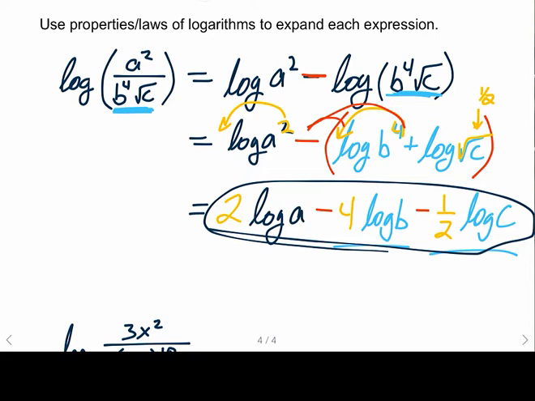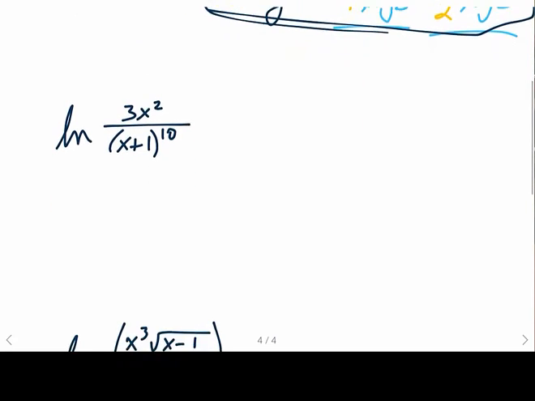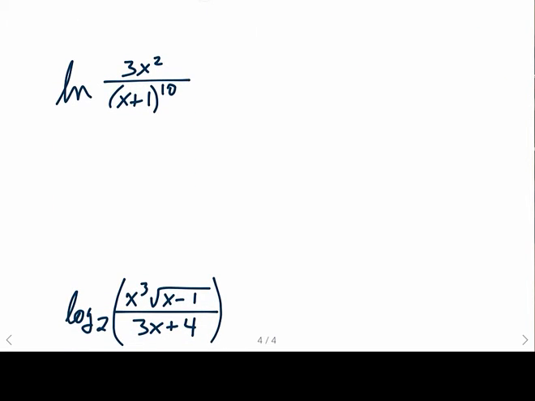You may be wondering why. This is a process that would be useful, required in calculus. I know, whatever, whether you're going to take calculus or not, this is just part of you understanding the language of logarithms. Isn't that fun?